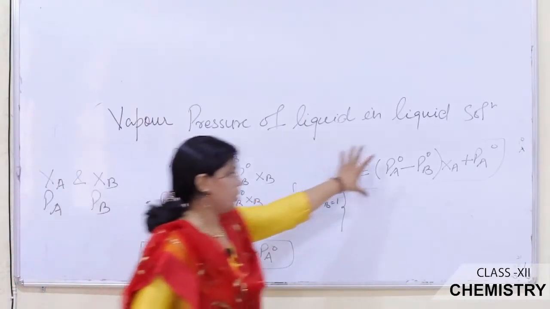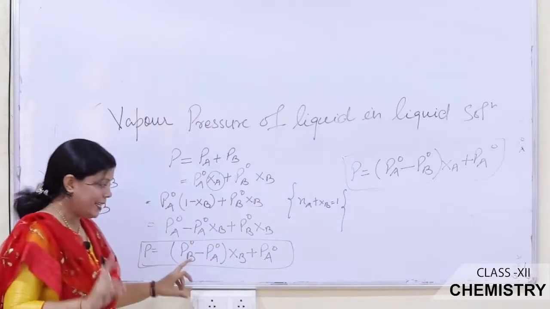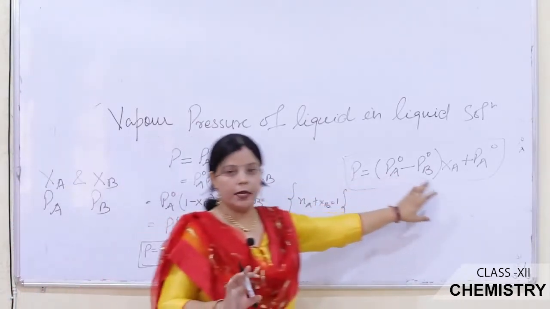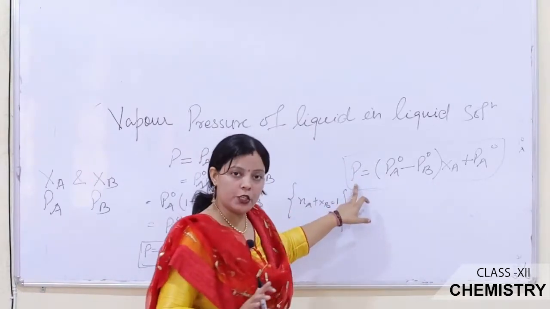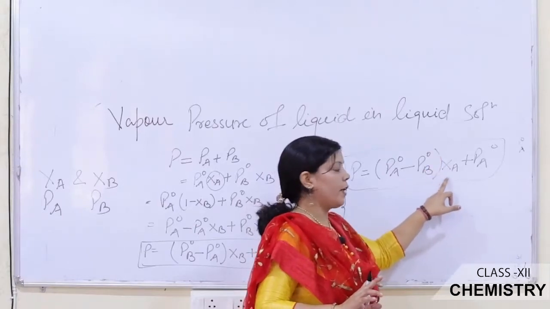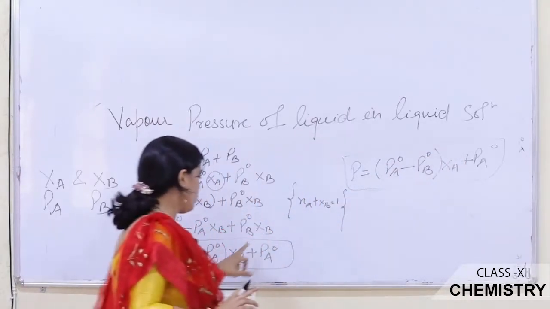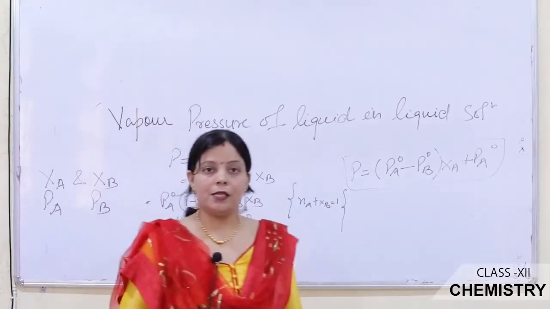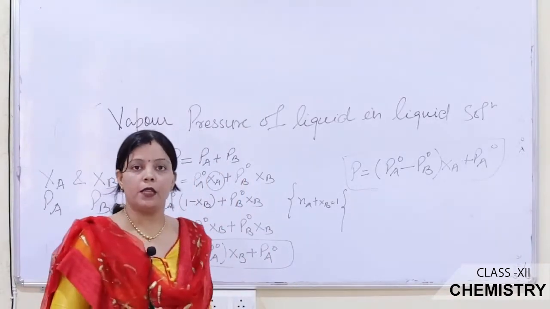From these two equations, dear students, it is clear that PB naught and PA naught are constant terms. It means the vapor pressure of the solution is a linear function of the mole fraction of the component, the mole fraction of component A and component B. This is in accordance with Raoult's law.